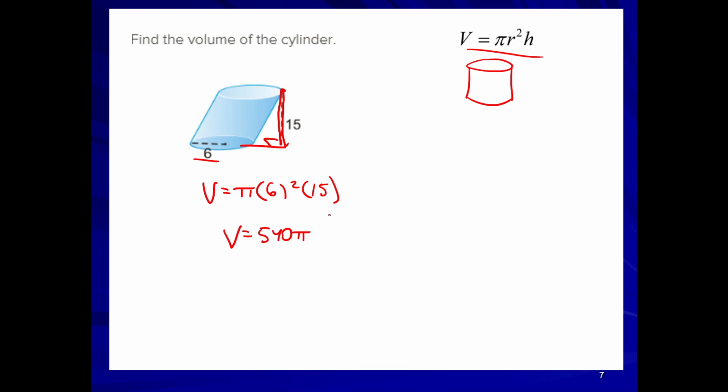Right, leave it in exact form. And this didn't have a unit, but let's just say that was centimeters. This would be centimeters cubed. Just because it's slanted doesn't change anything.